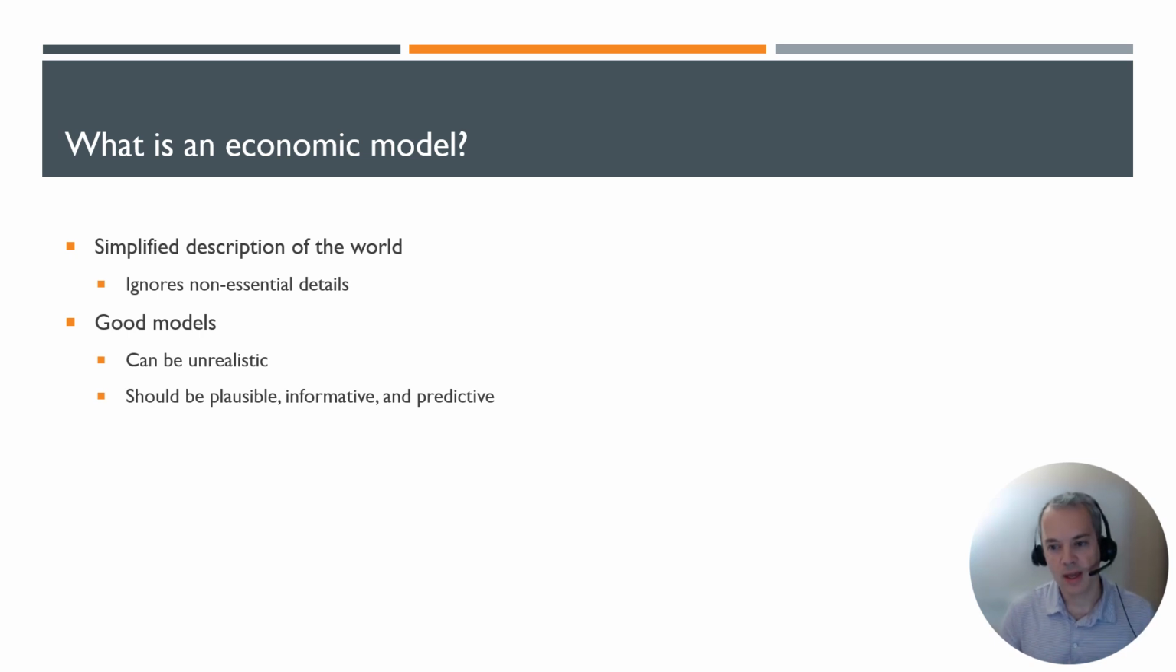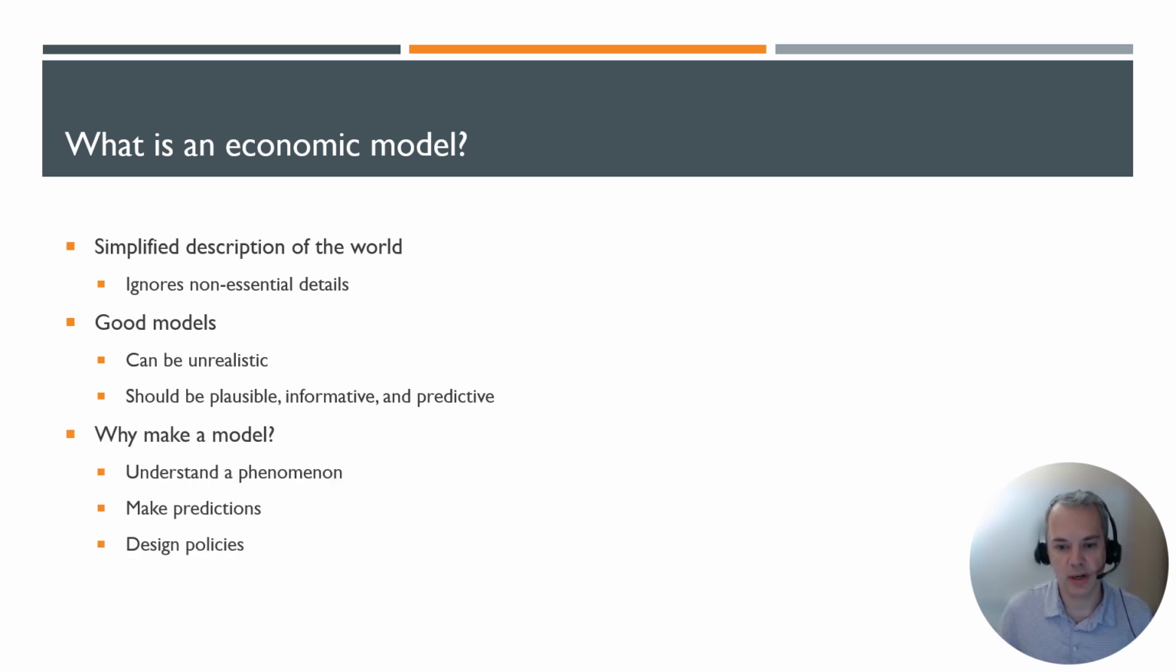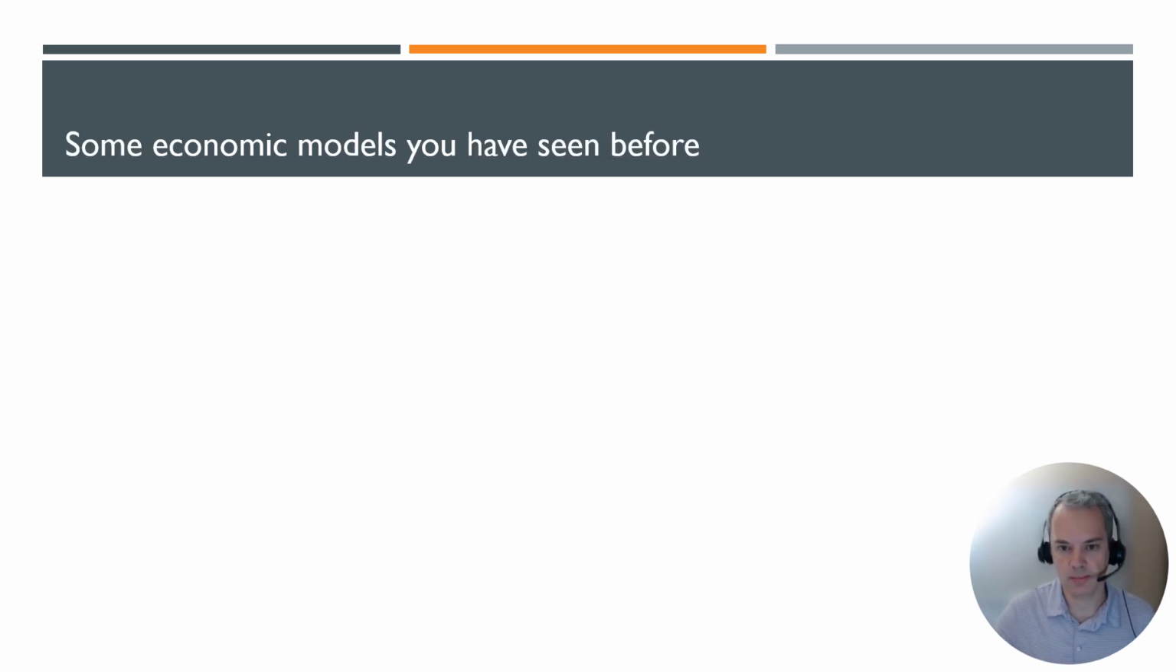But at the end of the day, by excluding some of those things that might be important to explain details, we're able to make plausible and informative predictions about the future and about the state of the world and other counterfactual scenarios. And this is why we make a model. We make a model to really understand what is happening in human behavior. We make a model to derive predictions so that we can design policies. You want to know, if I do X, what will happen to Y? And that is why economists use models.